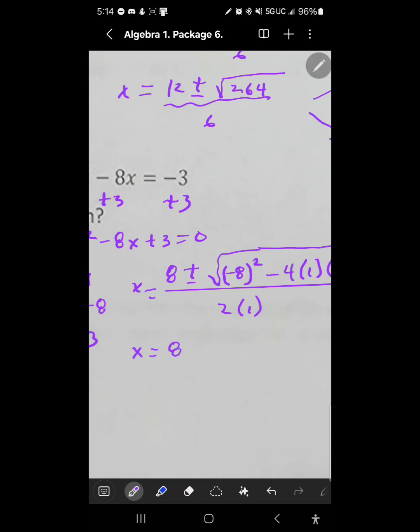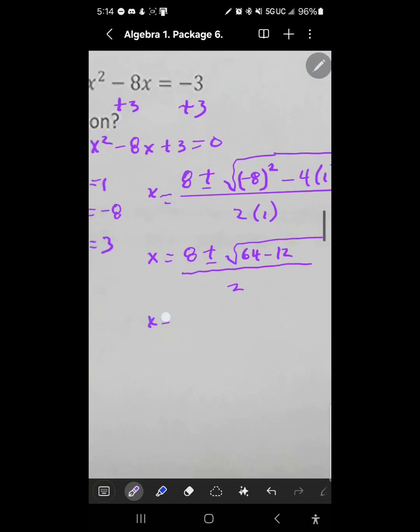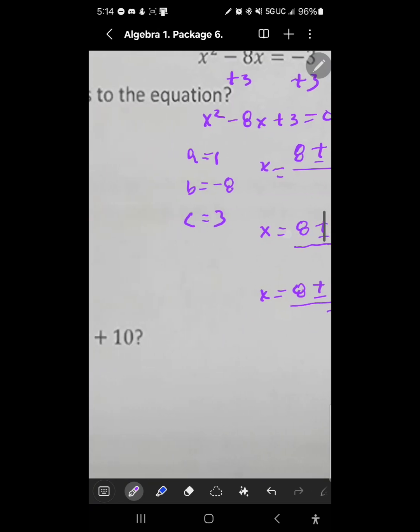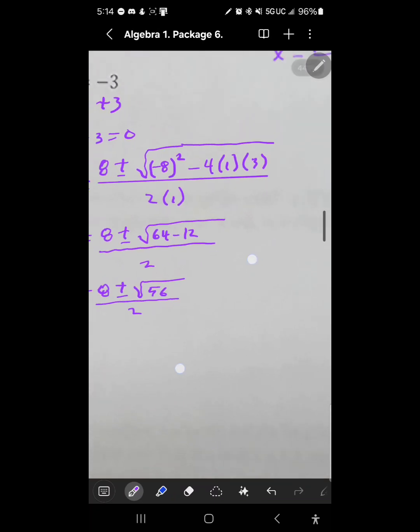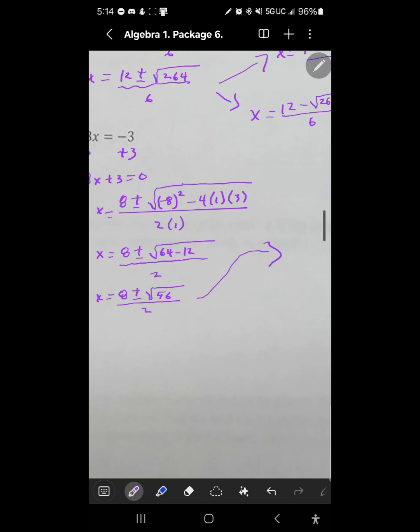So x will be equal to 8 plus or minus the square root of 8 squared, which is 64, minus 4 times 1 times 3, which is 12, over 2. Now x will be equal to 8 plus or minus the square root of 64 minus 12, which is 56, over 2. Now we want to get rid of the 2.